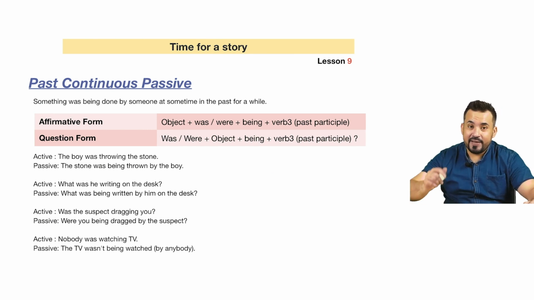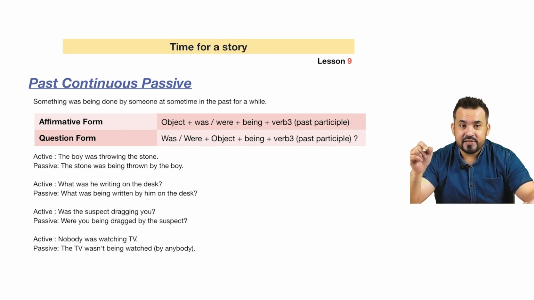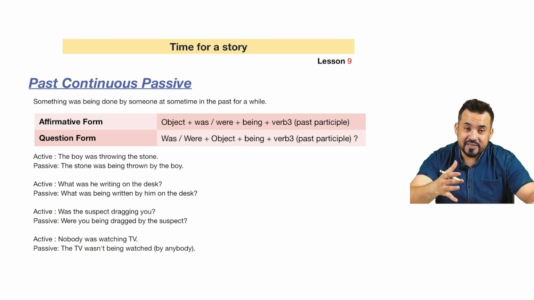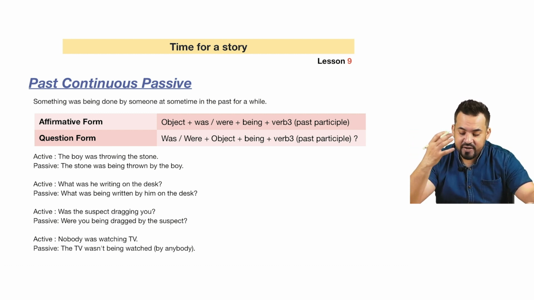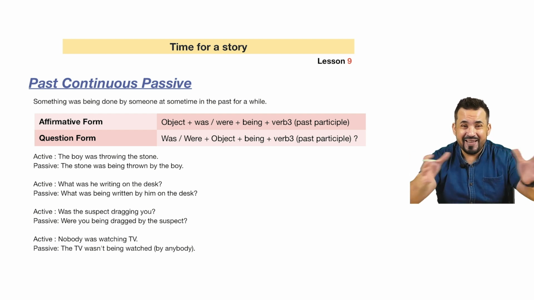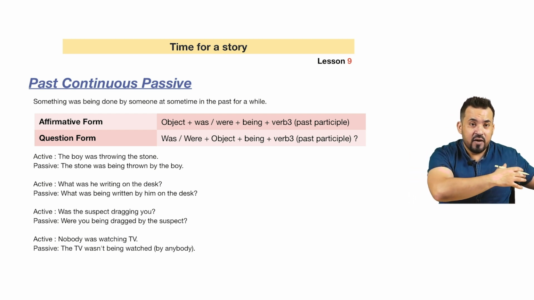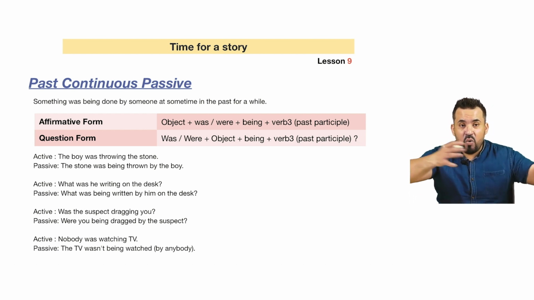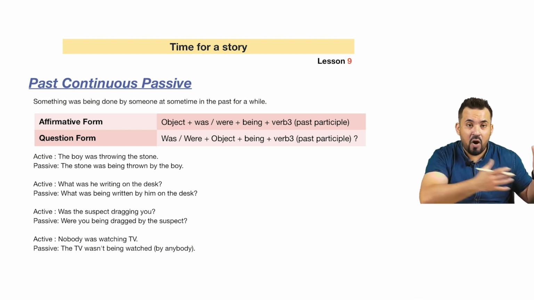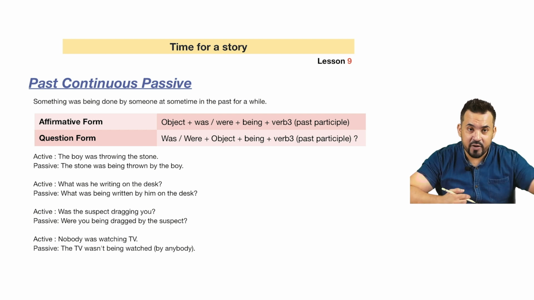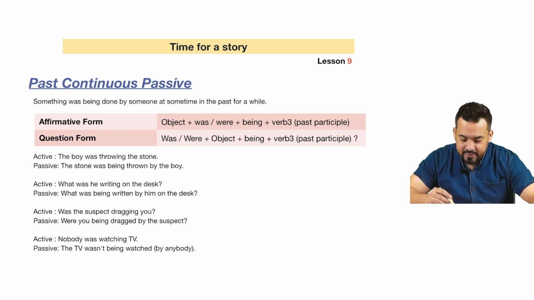Okay, now let's take a look at the past continuous form of the passive. Again, because it's continuous, we will use ing, but this time the auxiliary is going to be was or were. So it's the exact same thing as the past continuous. The only thing that will change is the auxiliary will be changed from is, am, are to was and were, depending on the object. Let's take a look at the sentences.